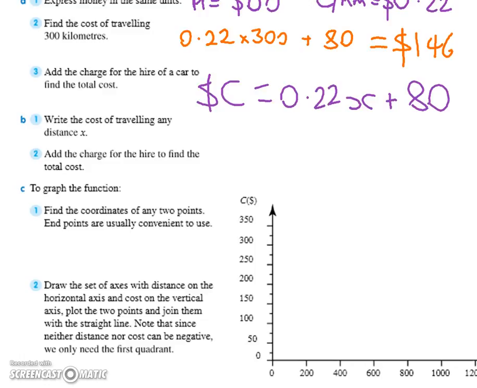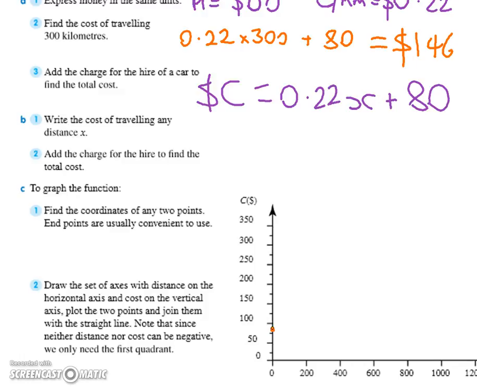We've got to graph it for x between 0 and 1,000. Start at x equals 0, which is where? There. Okay. So if x equals 0, what's the cost going to equal? It's going to equal 80. Why? 80 bucks is what you pay when you walk out of the door hiring the car. You haven't travelled at all.